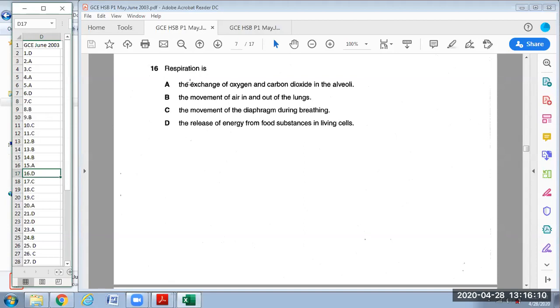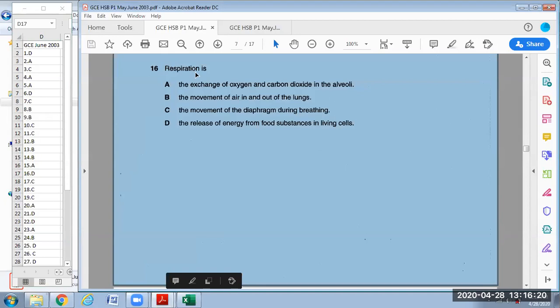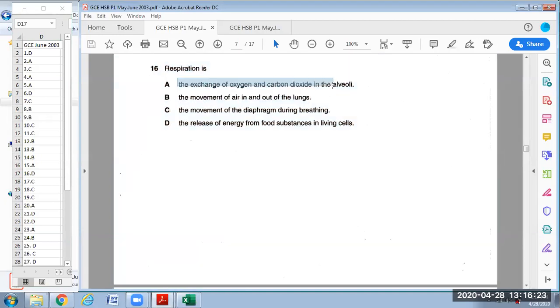16. Respiration is D. Miss, that'll be A. For respiration? No, D. D for dog. Because respiration is when you break down food for energy. Breathing would be the movement of air in and out. Gaseous exchange is the exchange of oxygen and carbon dioxide in the alveoli. So those three terms, people get confused. Respiration deals with energy. So that's D.